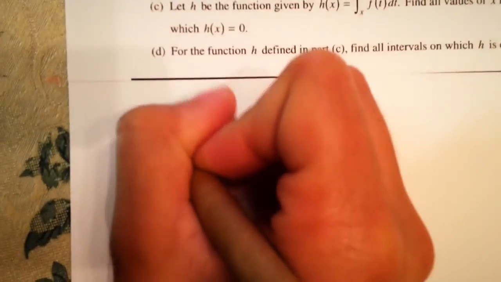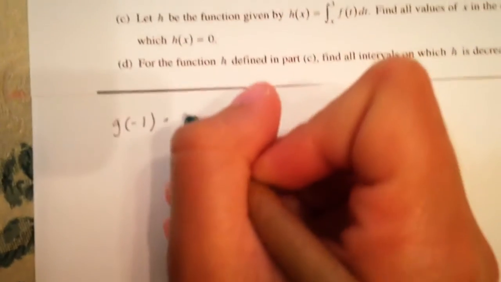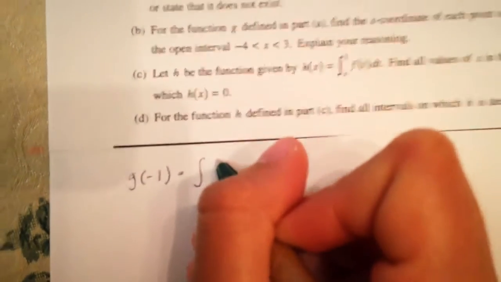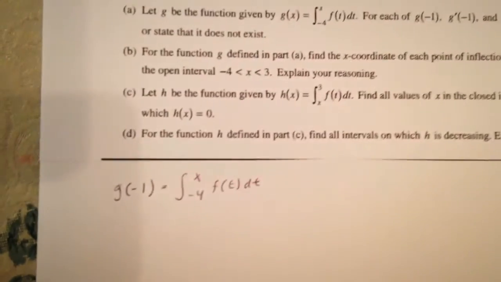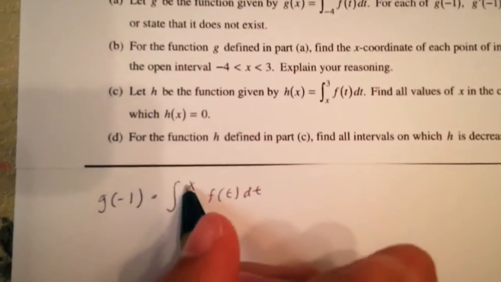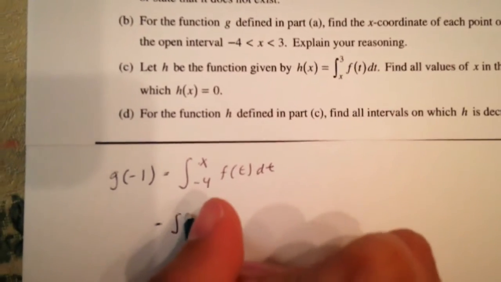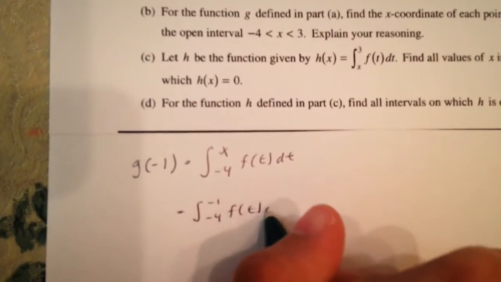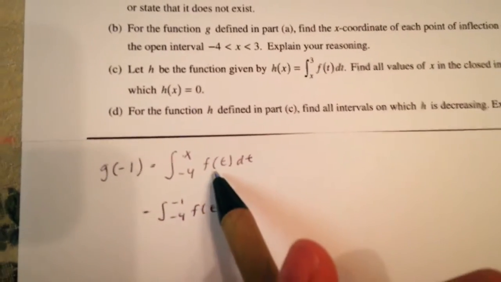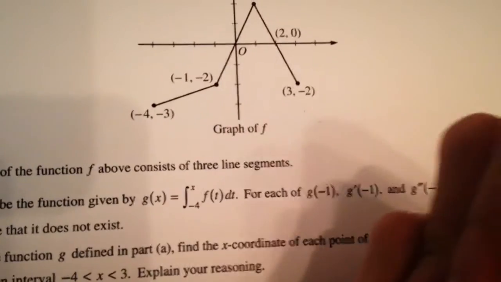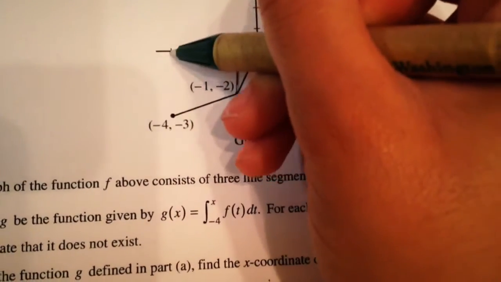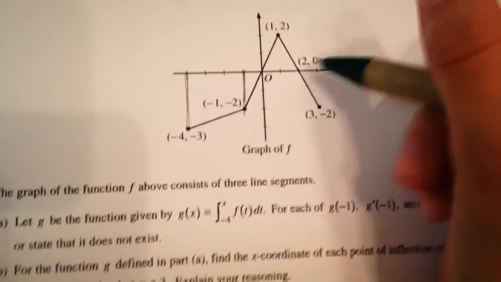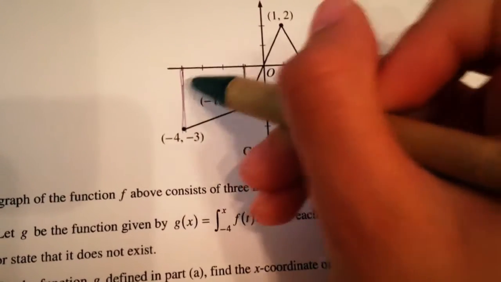So we have g of -1 is equal to the integral from -4 to x of f of t dt. So then we just plug in -1 for x. And since we don't really know what f of t is, let's look into our graph. So here we have to find -1, it's down here, and then -4. And we see this is the shape of a trapezoid. So we want to find the area of this.